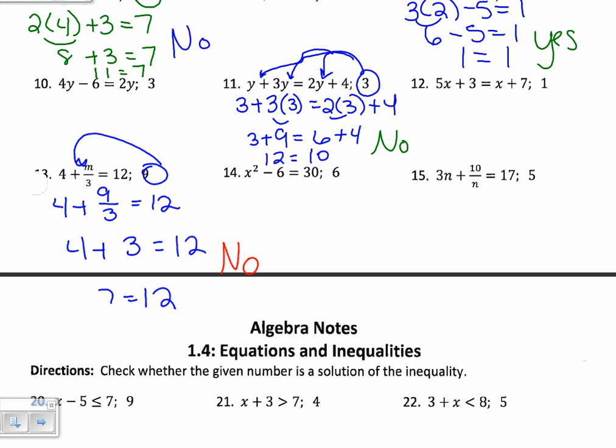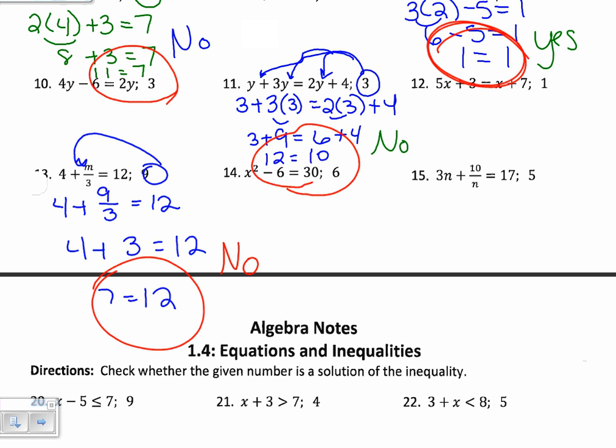7 does not equal 12. So I know it's a solution if I get a true statement, like I did up in number 9. Let's use a red pen here. Like I did up in number 9, 1 does equal 1, so that is a solution. However, with all these other ones, 11 equals 7, 12 equals 10, 7 equals 12, these are not true. Because they're not true, these numbers that we plugged in are not solutions to the equation. At this point, you need to stop and do section 1.4, check point 2.